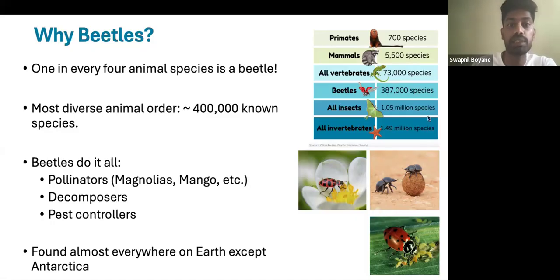And where to find these beetles? They are found everywhere on earth except Antarctica. If you ask yourself why not Antarctica, well, there is no habitat for these beetles to survive. That's the main reason we don't see any beetles in Antarctica.